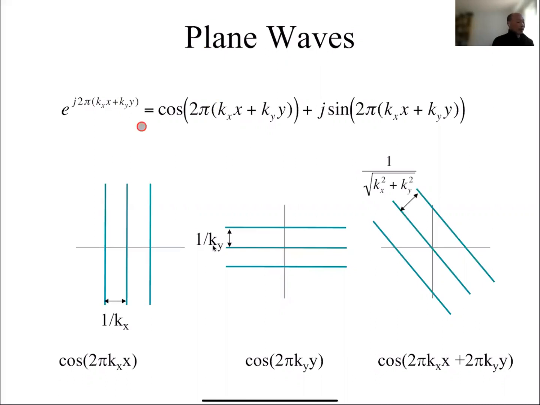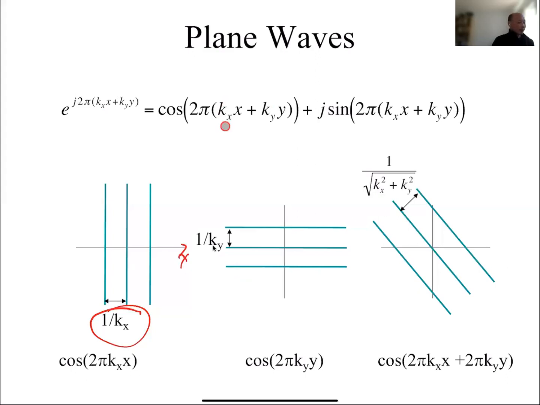So for example, let's look at this term e to the j 2 pi (kx x plus ky y). As we said before, it can be broken up into a cosine of 2 pi (kx x plus ky y) and a sine of 2 pi (kx x plus ky y). Let's look at just this cosine term. Let's assume we get rid of the ky y term, so ky equals zero. Then we're just left with cosine 2 pi kx x. This is a plane wave that varies along the x direction, and it has a spacing between the peaks of 1 over kx.